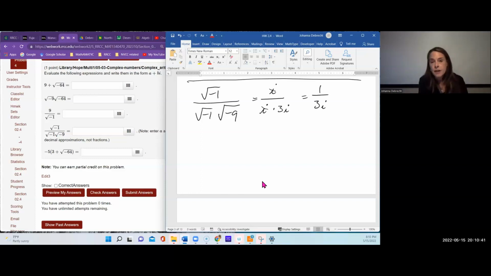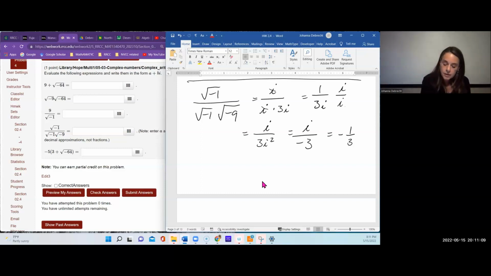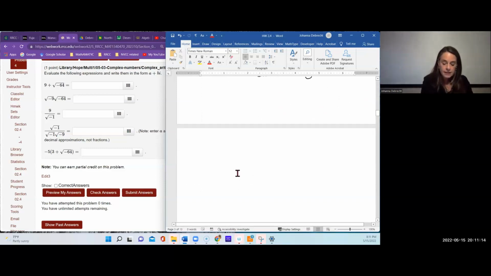Again, if I don't like having the I in the denominator, I can multiply the top and the bottom by I over I, which is a form of 1. That will give me 3I squared in the denominator. I squared is a -1, which becomes -3 in the denominator. The negative is a floater. It could go out front or in the numerator. You could call this -1/3 times I. What about the last one?